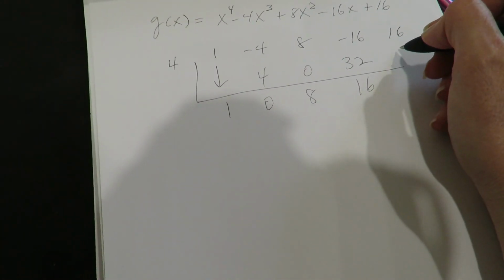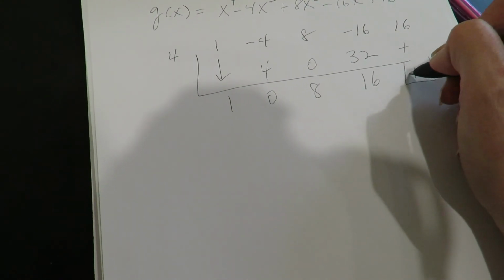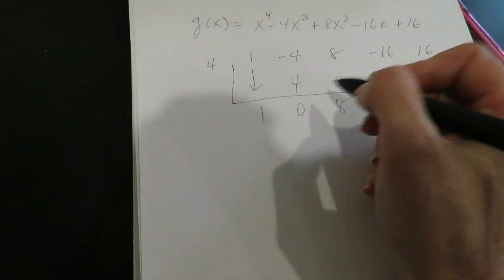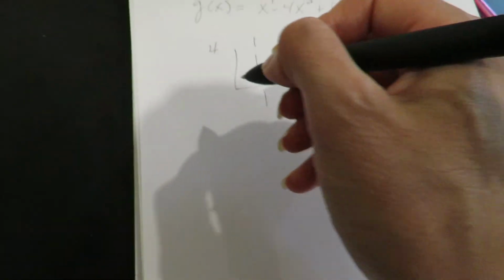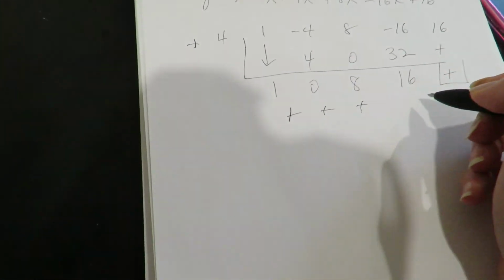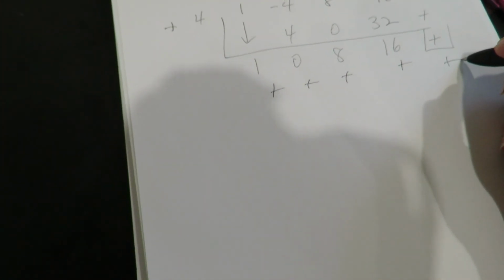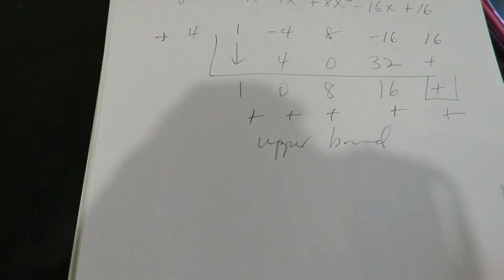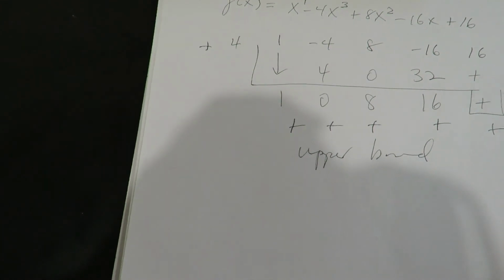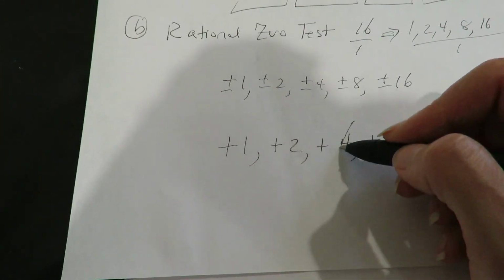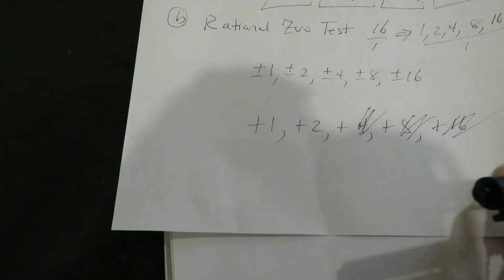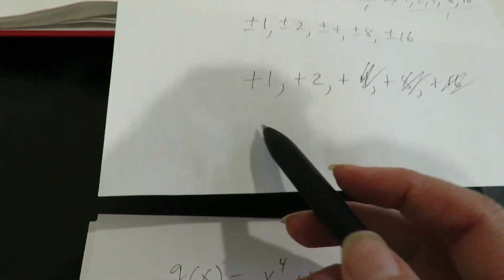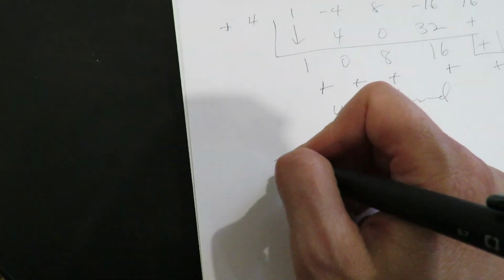Okay, so we can see that this is going to be a positive number, so that doesn't help, but what does help is that this is positive, positive, positive, positive, positive, positive, which means that this is an upper bound, which means that nothing higher than 4 works. So not only do I know now that 4 doesn't work, I know that 8 and 16 don't work either. So now I'm going to have to try again. I have a choice of a 1 or a 2, so I'm going to go with a 2.